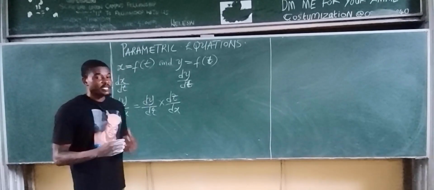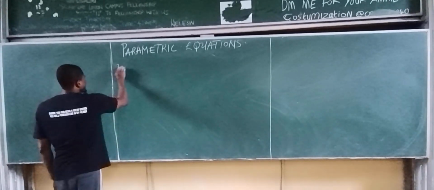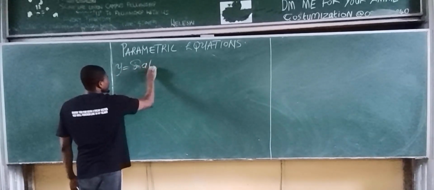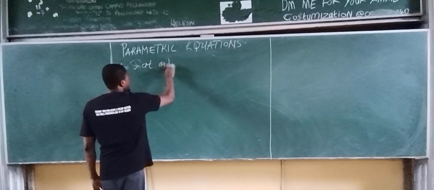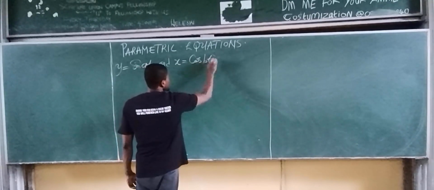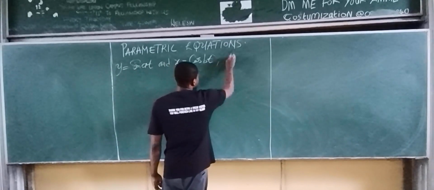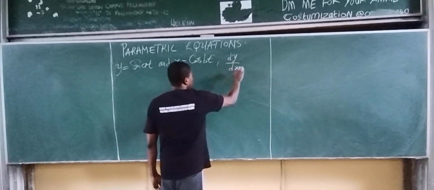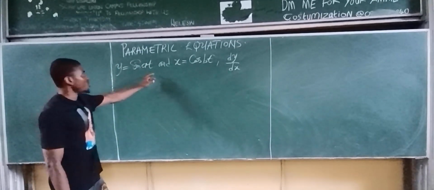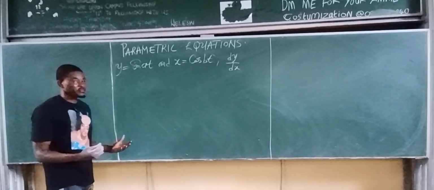So without further ado, let's get straight to a question. So let's say I have y to be equal to sin(at) and I have x to be equal to cos(bt), where a and b are all constants, and I'm asked to find dy/dx. So from here now, y is a function of t, also x is a function of t. b and a are simply constants, they can assume any value.